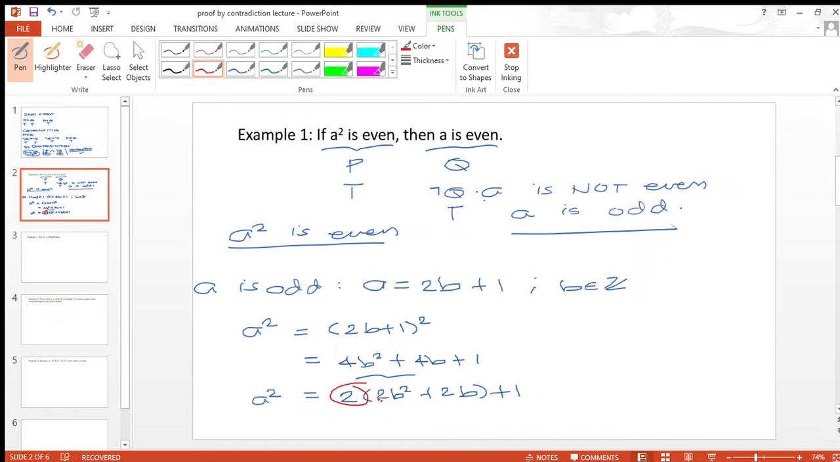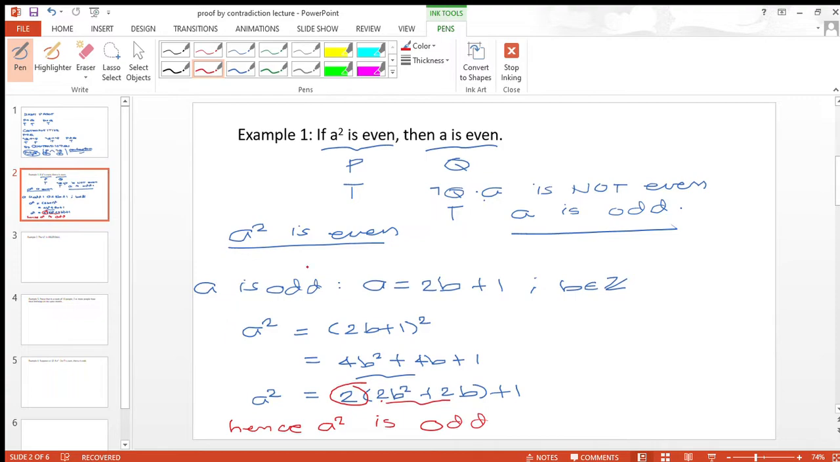This is also an integer because b is an integer. 2 times an integer plus 1. So, what can we say here? Hence, a squared is odd. Okay? So, from this line, it means a squared is odd.